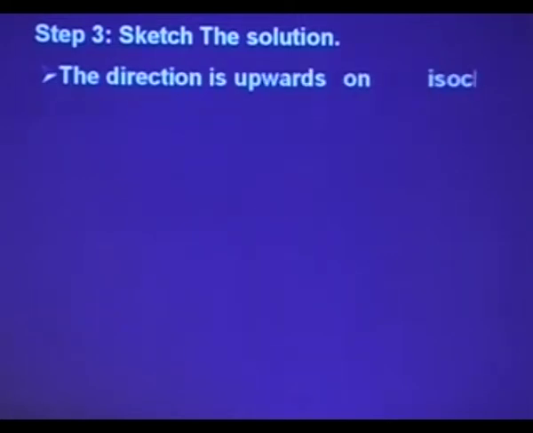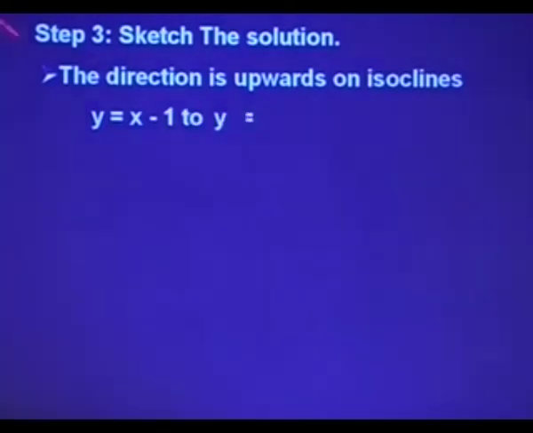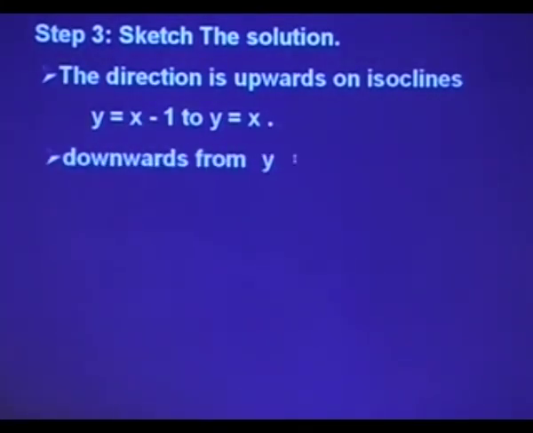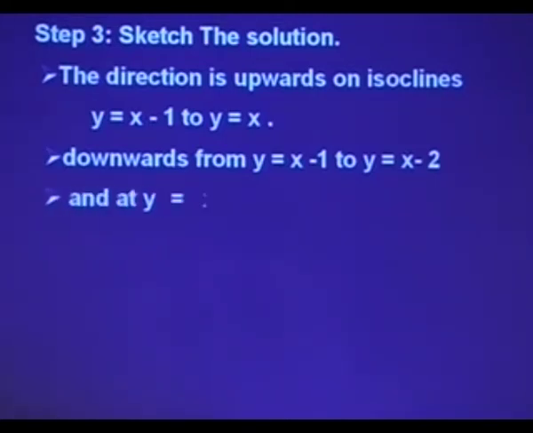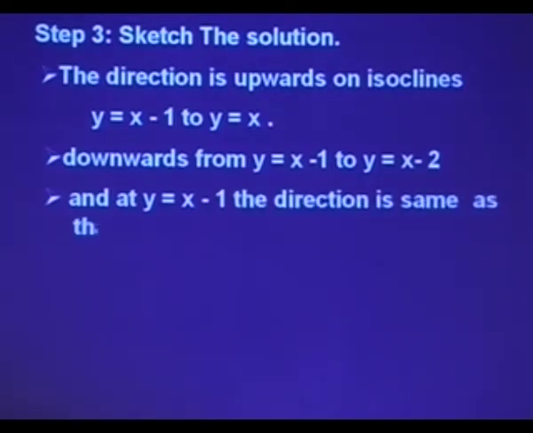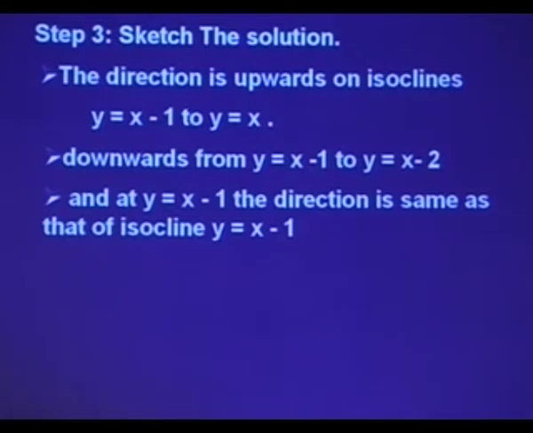We had seen that the direction is upward on the isoclines from y is equal to x minus 1 to y is equal to x, it is horizontal at y is equal to x, and it is downwards from y is equal to x minus 1 to y is equal to x minus 2. Here I had left the part from y is equal to x to y is equal to x plus 1, it is again downwards, and at y is equal to x minus 1, the direction is the same as that of the isocline y is equal to x minus 1.